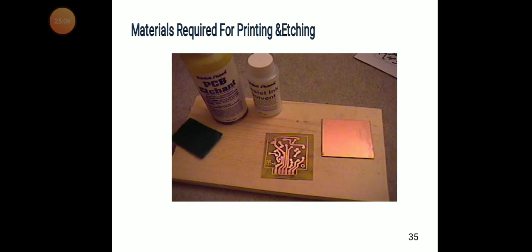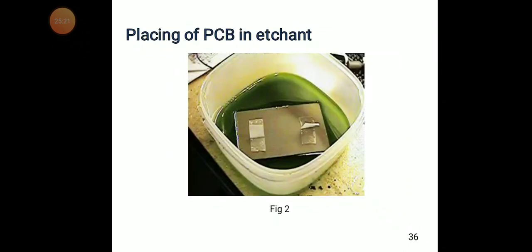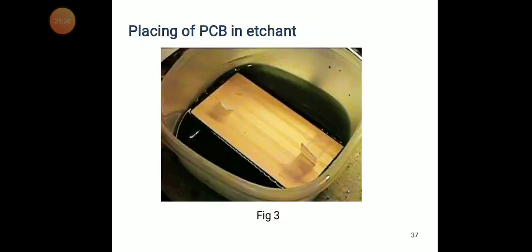The materials we are using for printing and etching are copper clad and a circuit film. Placing of a PCB in etchant: you see here how we are wetting the PCB in the etchant solution. So we are placing the PCB in the etchant. You can see the figure.